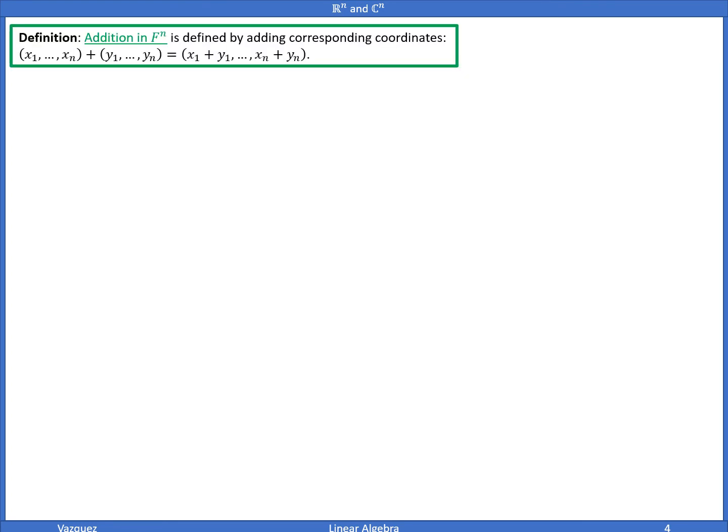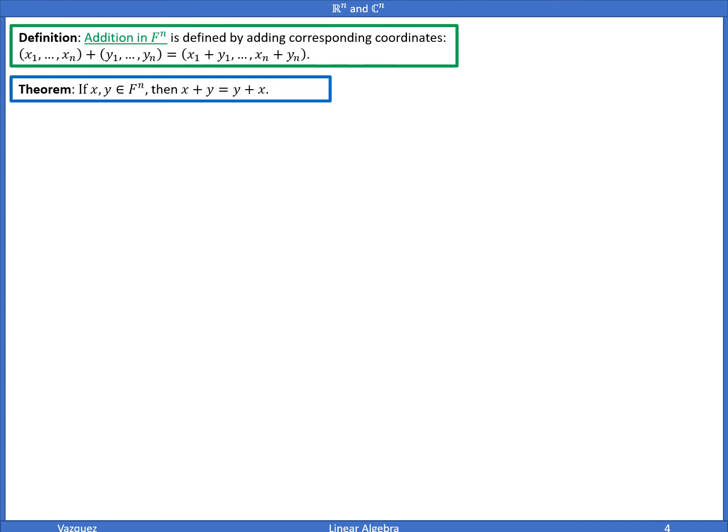So we're going to define what addition in Fn means, meaning what if we add 2 lists together? Well, just like the complex numbers, you add corresponding coordinates. That's all it is. x1 you add to y1, x2 to y2, all the way to xn plus yn. That's how you add lists in Fn.